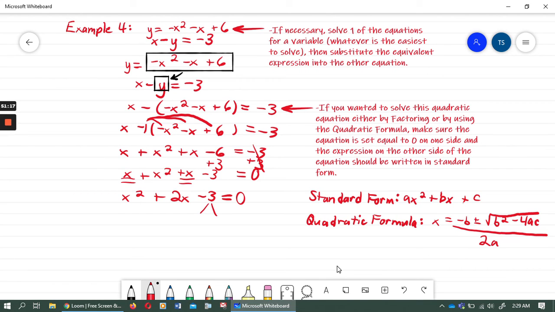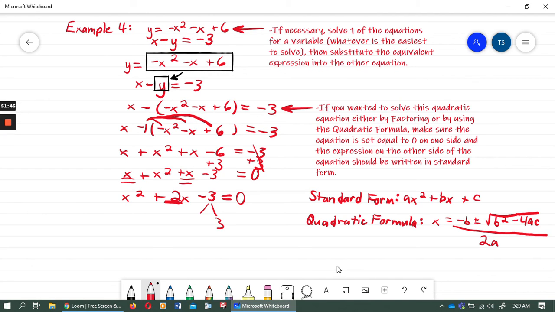We find factors of c, so factors of -3, that constant term. Find two factors of that add to the middle term, that linear term, 2. So we're looking for two factors of -3 that add to give us +2.